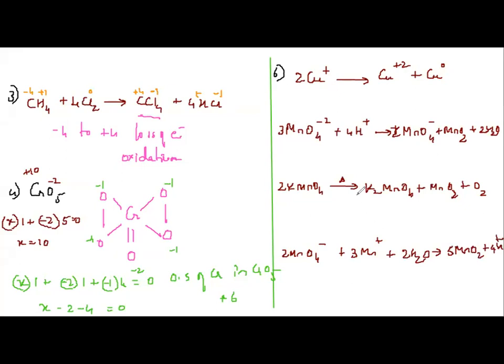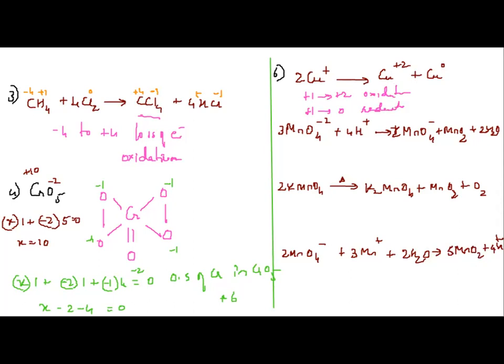So they have asked which is a disproportionation reaction. Now, disproportionation reaction means what? Disproportionation reactions are those where the same element or compound gets oxidized and reduced simultaneously. First we will write the oxidation states. Cu here is plus 1, and it has become plus 2 and 0. So Cu from plus 1 to plus 2 is oxidized, and from plus 1 to 0 is reduced. Increase in oxidation number is oxidation, decrease is reduction. So this is a disproportionation reaction.